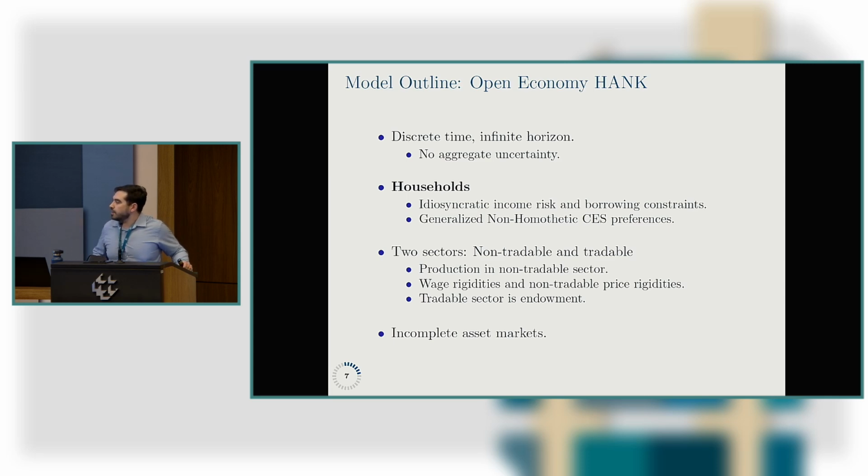Two assumptions are the price and wage rigidities in this economy. The main and most important assumption is wage rigidities, because they produce an important income effect that I will show you in a second. Non-tradable price rigidities only in order to improve the calibration. And incomplete asset markets.